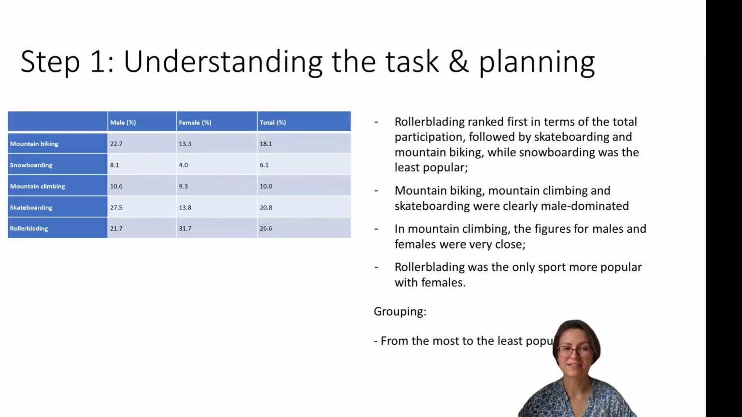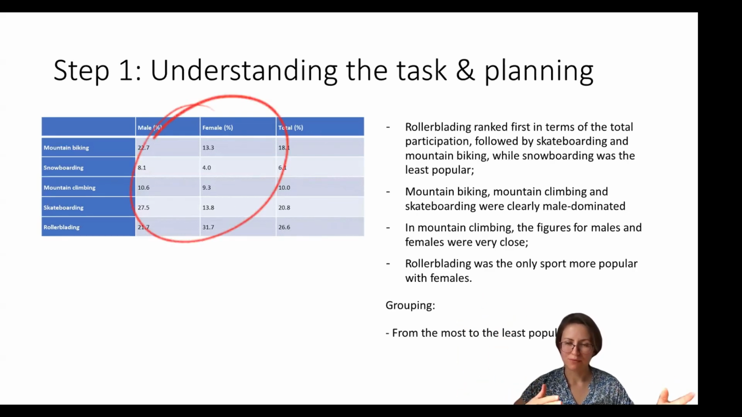Here are the things that I have noticed. Well, first, it is obvious that rollerblading ranked first in terms of the total participation, followed by skateboarding and mountain biking, while snowboarding was the least popular, right? So first, I've decided to analyze the last column. Now, I want to talk about the first two columns.